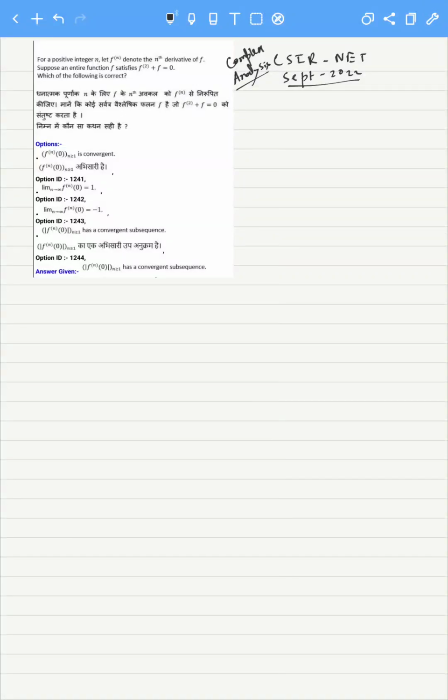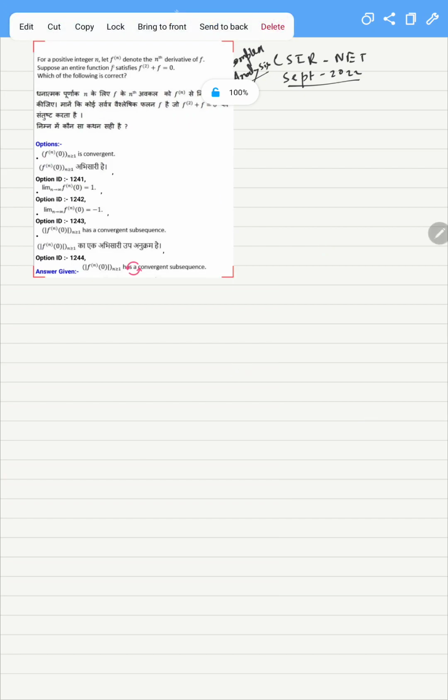Everyone, this is another question for complex analysis that was asked in CSIR NET September 2022, and it's like some basic real analysis question. We can think in a very basic way. So, what is the question actually?